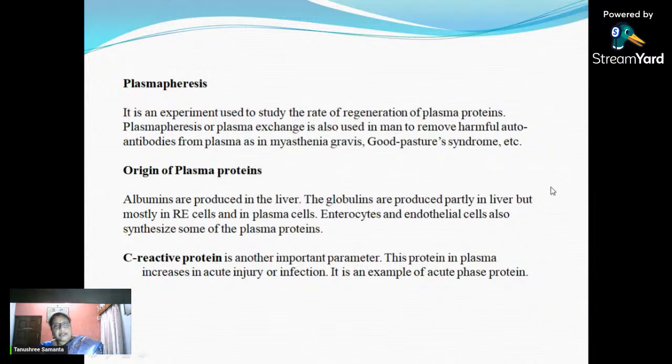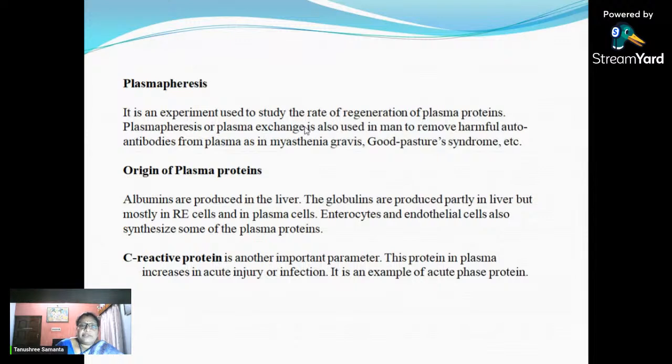Now we'll go into another topic, that is plasmapheresis. It is an experiment which is mainly used to study the rate of regeneration of plasma proteins. Other than this, plasmapheresis or plasma exchange is also a tool to remove the harmful autoantibodies in various autoimmune diseases like myasthenia gravis, Goodpasture syndrome, etc.